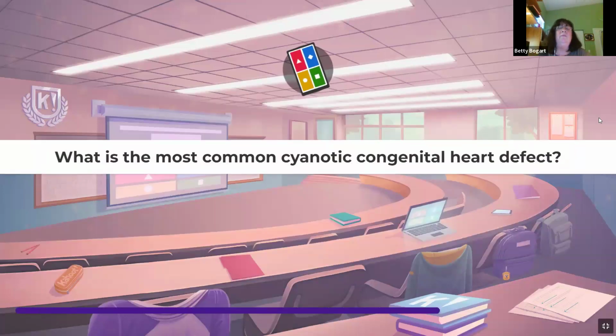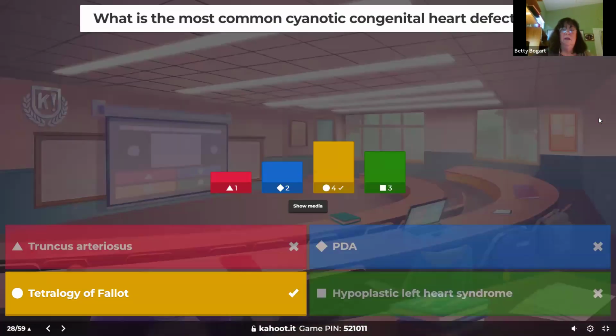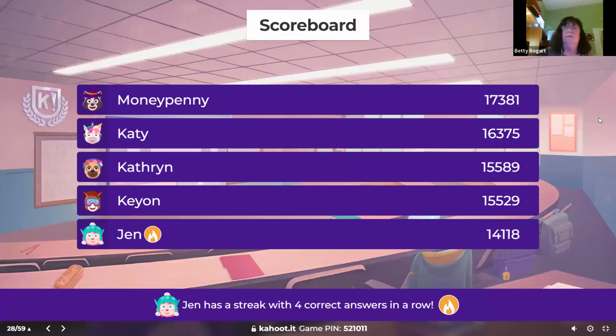What is the most common cyanotic congenital heart defect? And it's the one I tell you that it's the most tested on too. And it's your tetralogy of Fallot. PDA is not cyanotic, okay? Hypoplastic left heart is not the most common, thank God.